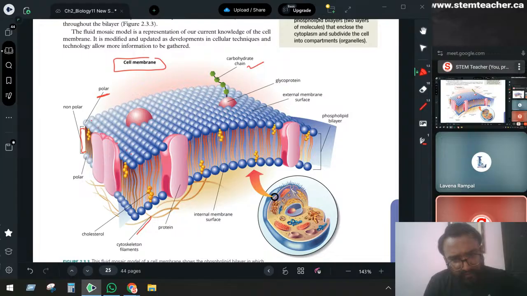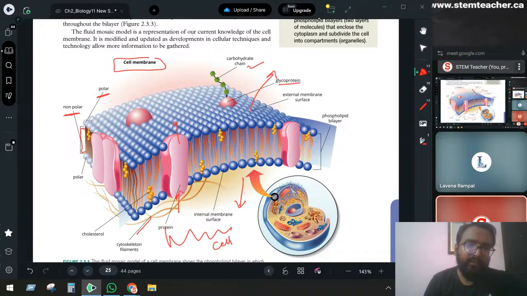Hair-like things are cytoskeleton, flagella, and cilia. And these are the proteins. Proteins can come inside and proteins can come outside after processing. Internal membrane surface means inside, and these are non-polar. And there is glycoprotein on the external membrane surface. This is the outer part, this is the inner part. So here your entire cell process happens, and while leaving they need to cross these boundaries with full protection. Is it clear how the cell membrane looks?